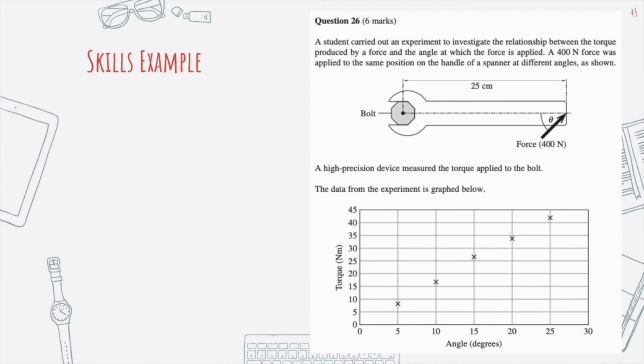So, question 26 is looking at a talk experiment, and it's also provided us a sample graph of their results, a student's results.